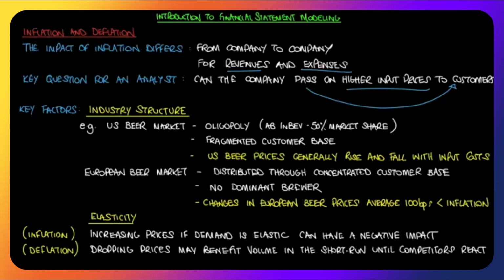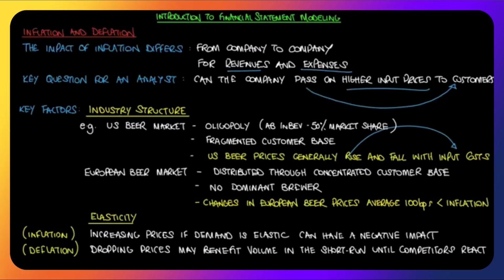The US beer market, it's a very alcohol-related module, it's got to be said. US beer market, it's an oligopoly. AB InBev has 50% of the market share, dominates, and the customer base is fragmented. The way the distribution network works, it goes through wholesalers, different distribution networks in every state. They can't all get together and demand one price. It allows the oligopolists to pass on any price rises, and hence US beer prices generally do rise and fall with input costs. Obviously good news for the business.